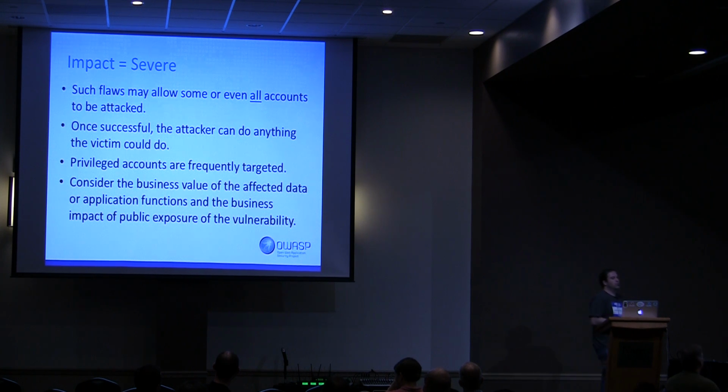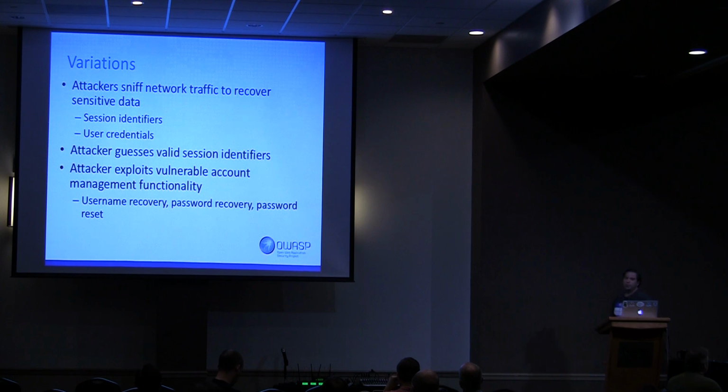We should consider the business value of the affected data and the application functions, and the business impact of public exposure of the vulnerability. Depending on what type of data is in the application, if it's credit card numbers or HIPAA information, things like that, then the criticality is going to be even more severe, right? Likewise, if this is a publicly exposed application, the impact could be more severe. A few different variations of this.